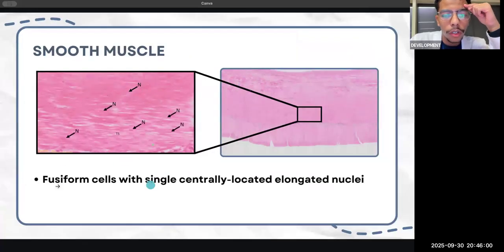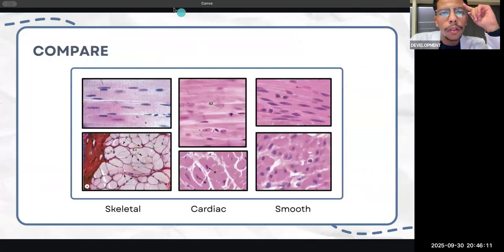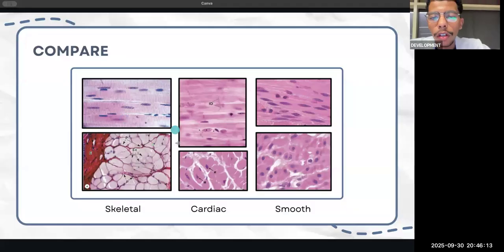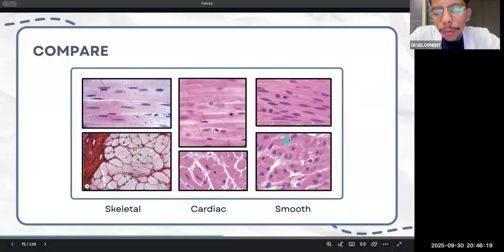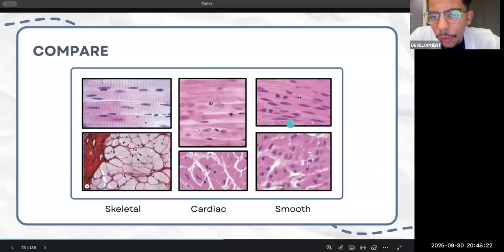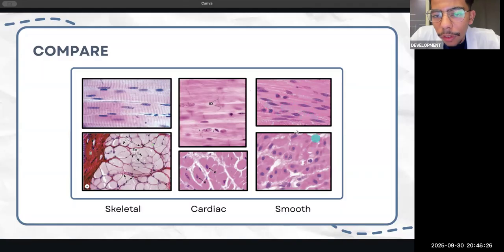Now, these were your fusiform cells, which are only found in what? In smooth muscle. Okay. And also here, the nucleus is centrally located and it's not towards the periphery. Okay, so here is a different type of slide altogether: skeletal, cardiac, and smooth. Now, we weren't able to see smooth in the earlier slide. Now, this is what it looks like. Can you guys see it? It's fusiform shaped. Okay, and the nuclei are what? Centrally located.